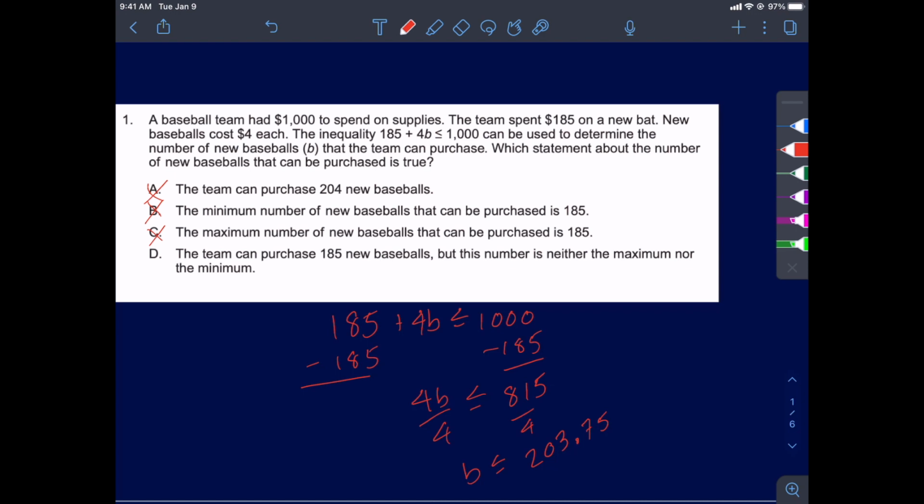We could default to D without reading it, but let's read it to make sure. It says the team can purchase 185 new baseballs. Can they? Yeah, they could buy 185, but this number is neither the maximum nor the minimum. Yeah, that's right. That's exactly what we're looking for.